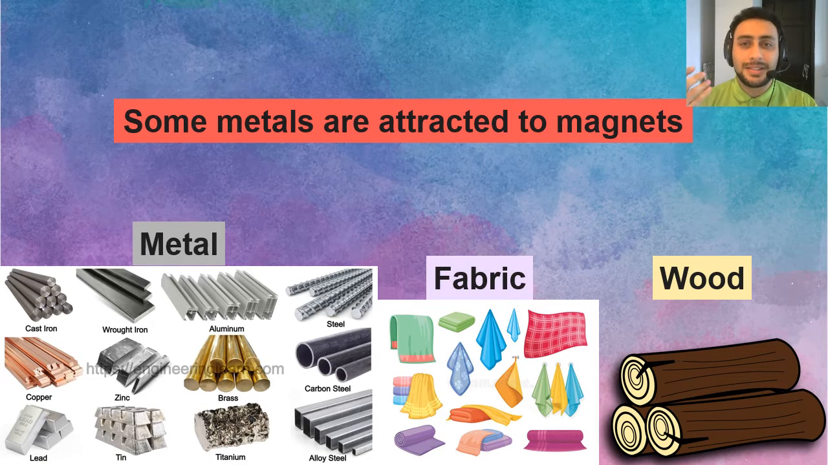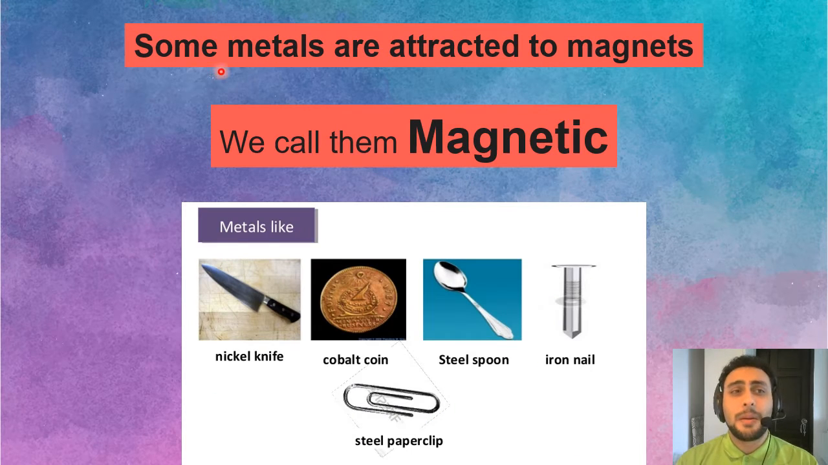Now, when something is attracted to magnets, can it be a metal, a fabric, wood? No, it can only be metal, and not even all metals, only some metals. So remember, fabric, wood, plastic cannot be attracted to a magnet, and not all metals can be attracted to magnets. Metals or things that can get attracted to magnets are called magnetic.